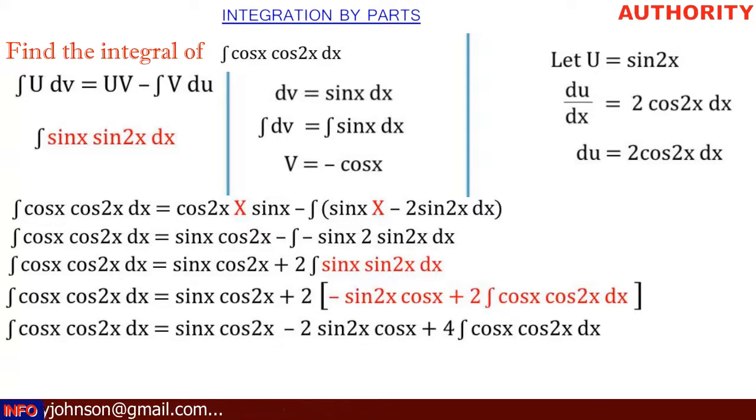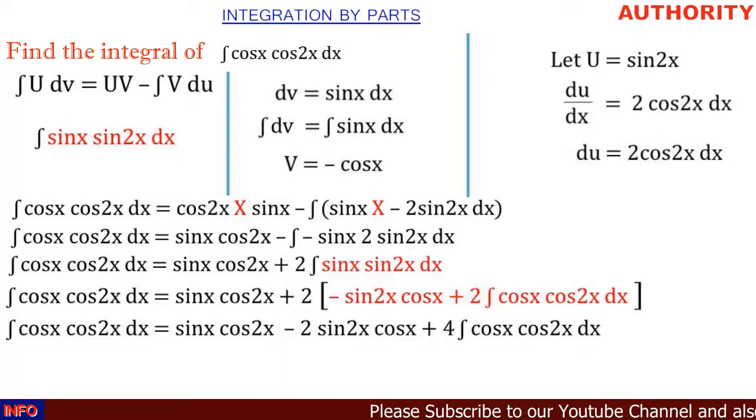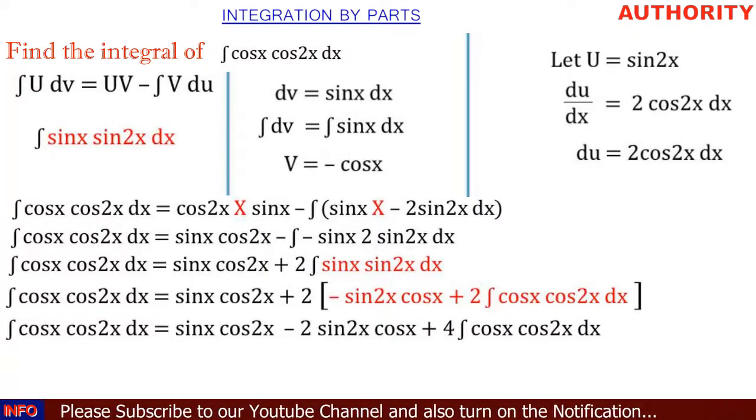Is that clear? Yes. Now from here, we are having integral of cos x cos 2x dx is equal to sin x cos 2x minus 2 sin 2x cos x plus 4 integral of cos x cos 2x dx. So you discover that the last function we are having is what? 4 integral cos x cos 2x dx. And then the original question that's given to us is the same integral of cos x cos 2x dx.